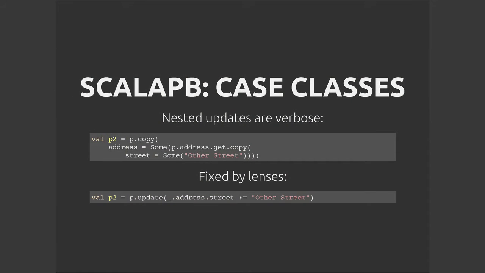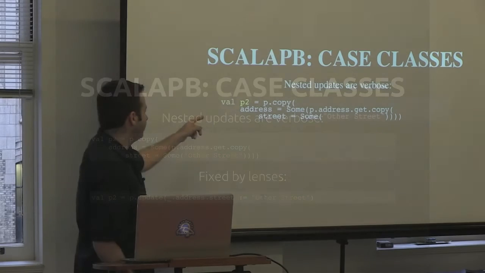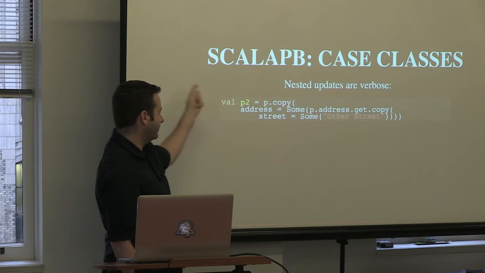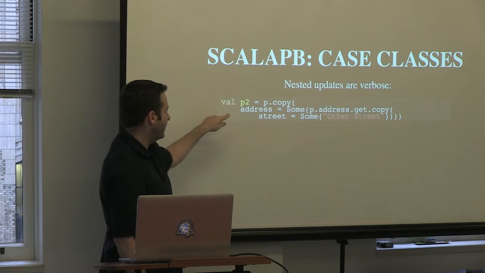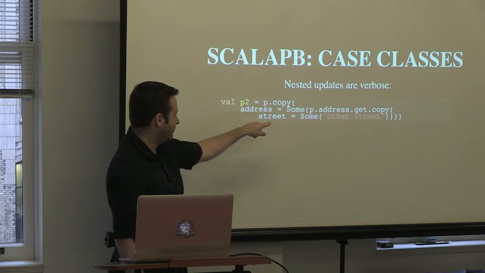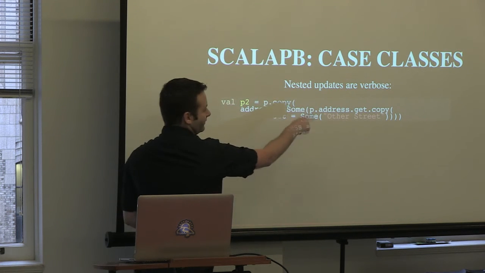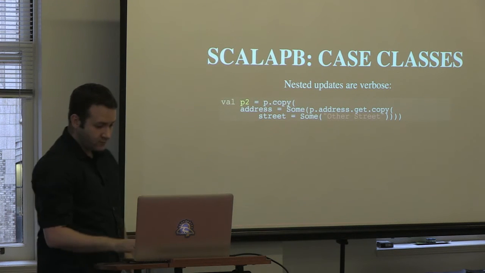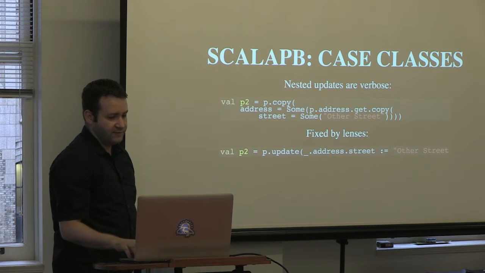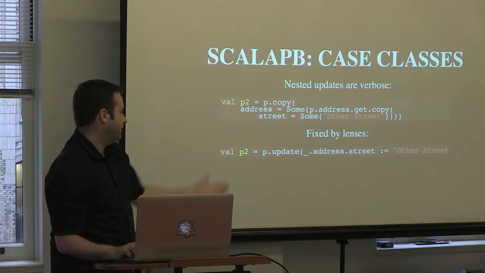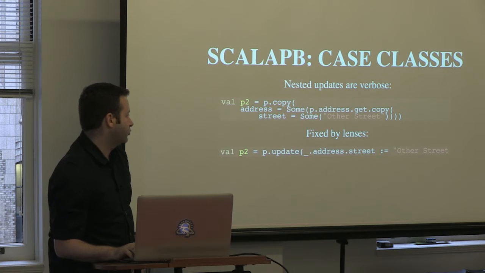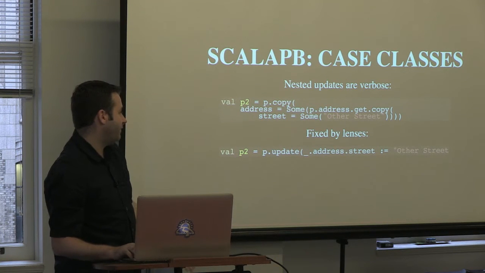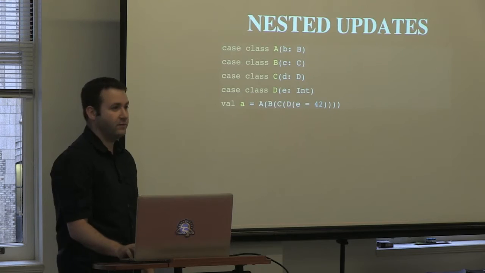Another issue that you have with case classes in general when you work with immutable data is that nested updates are really hard. For example, if I want to change the street of that person, I need to make a copy of it, and I need to get the address, and it's an Option, so I need to get it, and I copy the address itself just to change the street. And this is solved by using lenses. You basically get this syntax, which is much, much shorter. It just looks like an update with an assignment. I'll talk about how this is done.